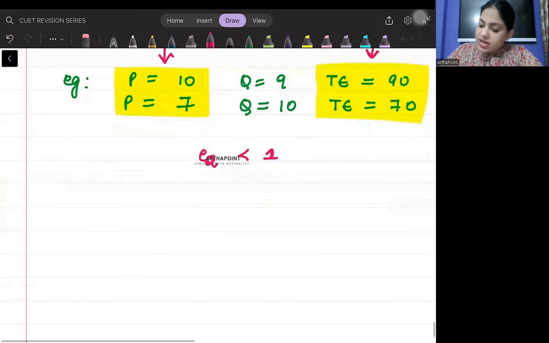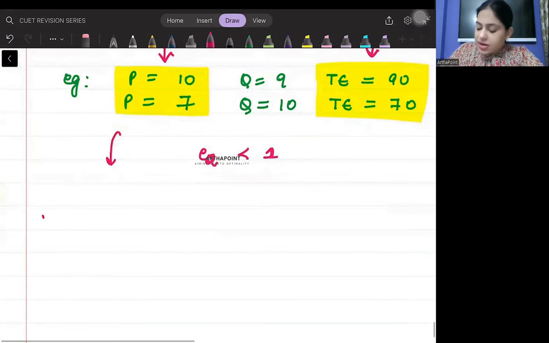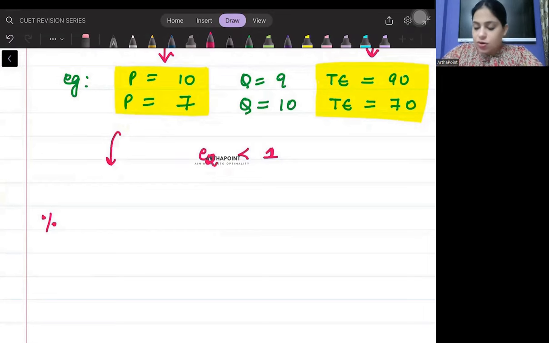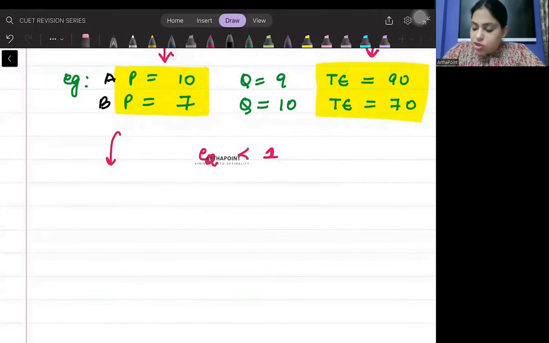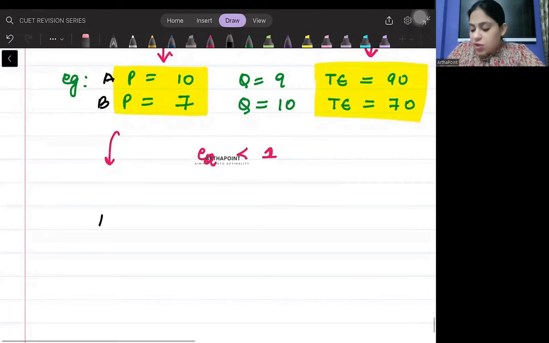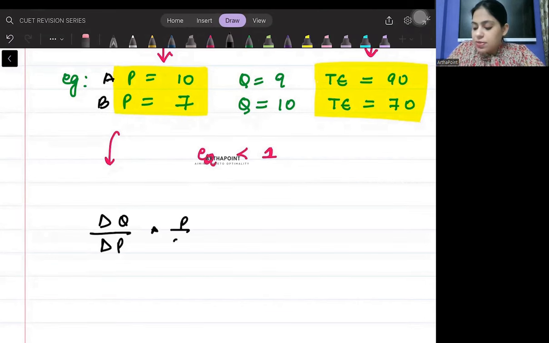But to take another example यहाँ पे, अगर मैं इसको generally calculate करूं, तो जैसे अगर ये point A है और point B, तो अगर मैं point A to B जाऊं, तो elasticity कैसे calculate होगी? Change in quantity due to change in price into P by Q.